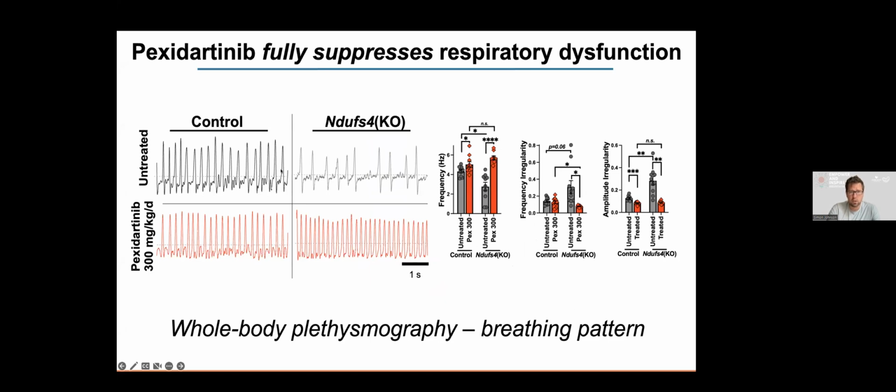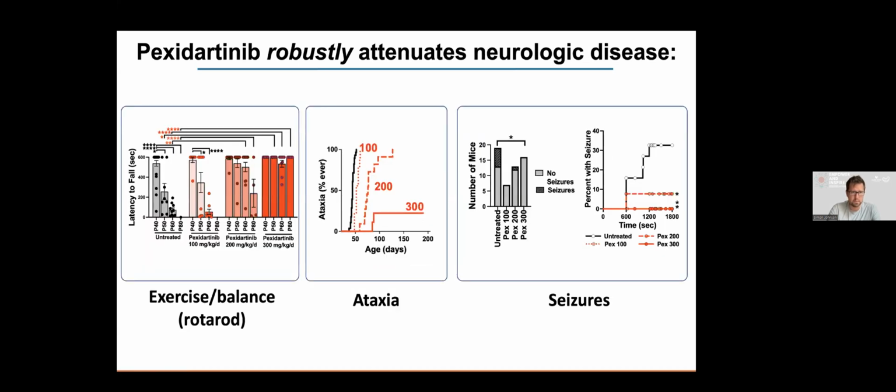We looked at a number of functional outcomes of brain activity. This is one example. This is whole body plethysmography, which looks at the ability of the brain to regulate breathing pattern. This is controlled by the part of the brainstem that degenerates in Leigh syndrome. Treatment with pexidartinib fully suppressed respiratory dysfunction in this model. It prevented the gasping phenotype and allowed these mice to breathe normally and respond to hypercarbic stresses completely normally.